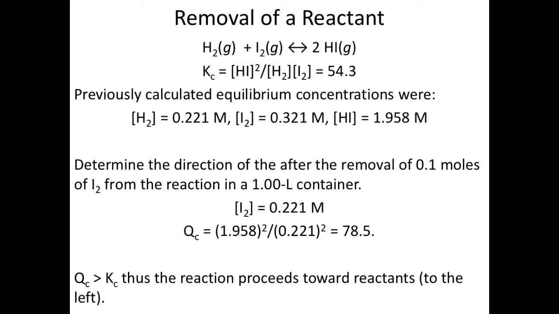So the previous two were addition of a reactant and then addition of a product. Now we're going to determine what happens if we remove. First is we're going to remove a reactant, then we'll look at removing a product. So we're going to remove 0.1 moles of iodine from the reaction in this 1 liter container, which reduces the molarity to 0.221. And the calculation for the value of the reaction quotient ends up 78.5.